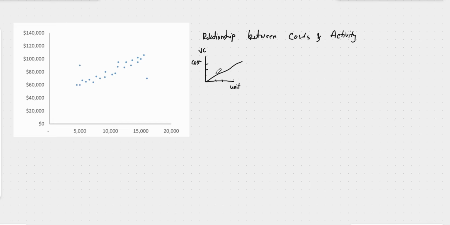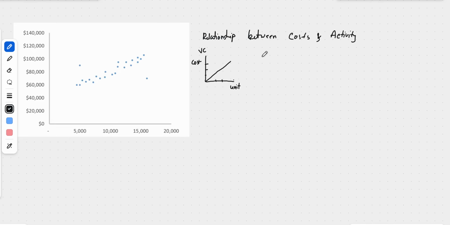So here we can say that the cost changes according to the number of units. If we are going to have more units, it means that our cost will increase. So this is our VC.